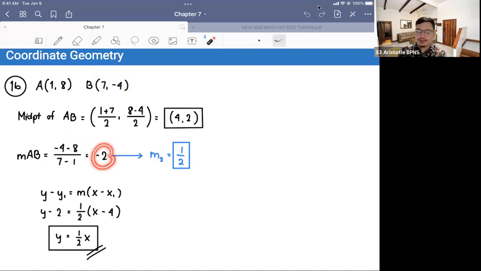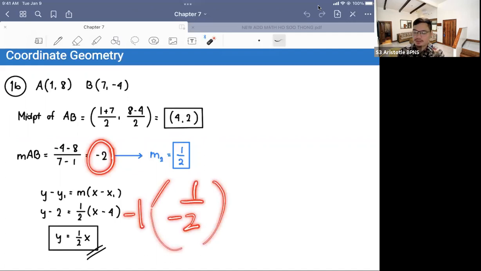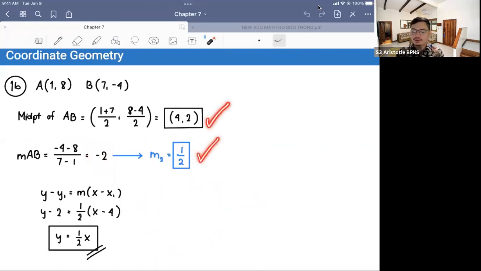Now, take note that this is not the gradient of the perpendicular bisector. The gradient of the perpendicular bisector is always the negative reciprocal of this answer. So therefore, the gradient of the perpendicular bisector is 1/2. Again, negative reciprocal. You flip this, it becomes 1 over negative 2, and then you multiply it by negative 1. That's why you have a positive 1/2 here. So these are the two things that you need in order to find the equation.